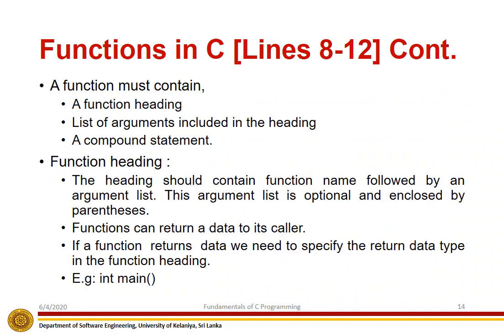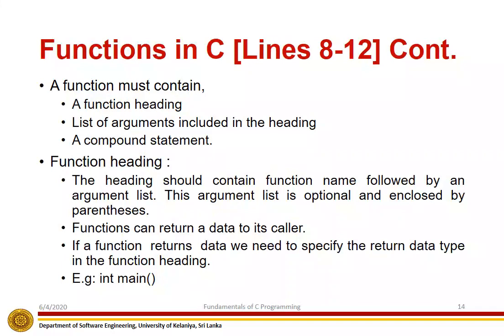Every function must contain a function heading, a list of arguments included in the heading, and a compound statement. First, we will talk about the function heading. The function heading should contain the function name followed by an argument list. This argument list is optional and enclosed by parentheses. It means you can pass arguments if you want, and if you don't have to pass arguments for your program, just put parentheses. And a function can return data to its caller.